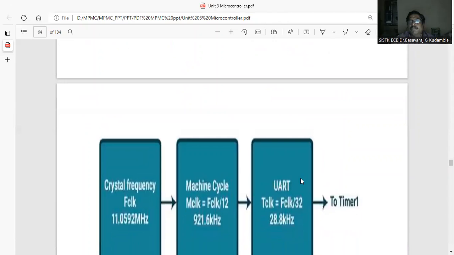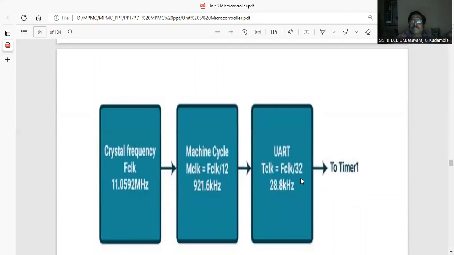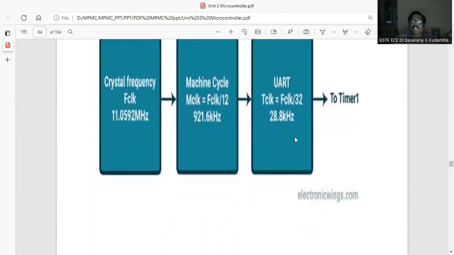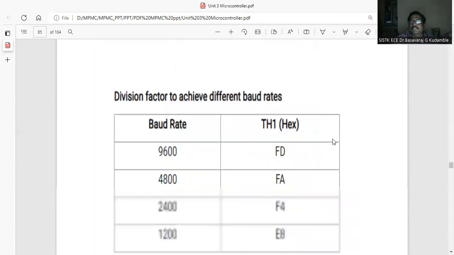This format will be done by the UART. You just have to configure using the SCON register and load into the SBUF register. As I told, the clock frequency is the main clock frequency divided by 12 and divided by 32. It is for timer 1, so that in turn is going to generate the baud rate of 9600.